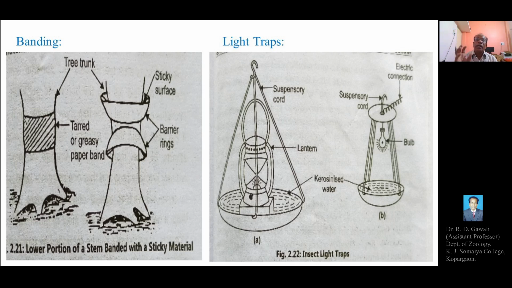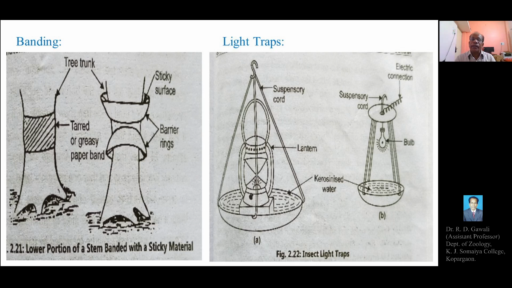So the light traps, in the first figure we can see there is a hook to which the trap is suspended. The trap is suspended to some sort of support, having a pan below containing some insecticidal water or kerosinized water, and in between there is a lantern, which is a source of light, provided with a suspensory cord. This type of trap can be used in a field infested with different types of insects. So during night time, certain species of insects can be attracted towards these light traps.